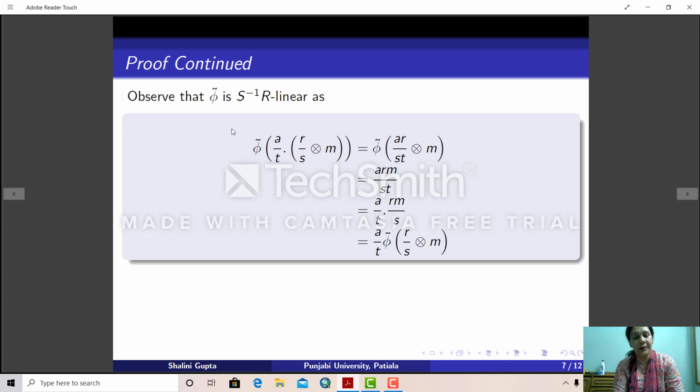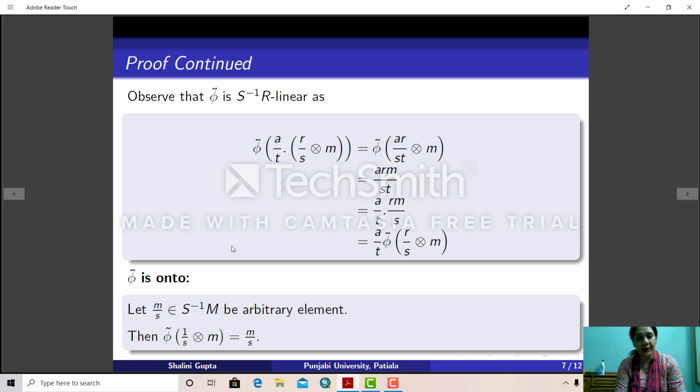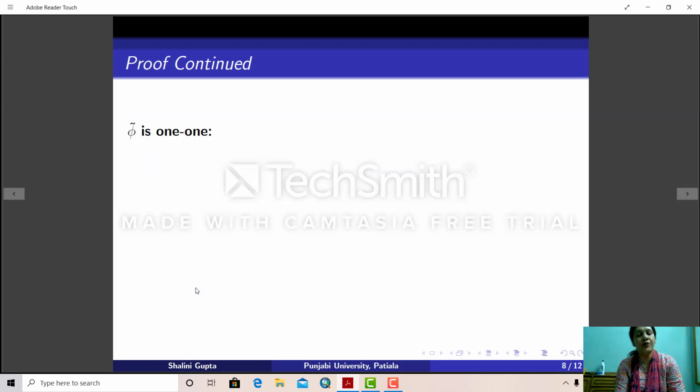So the proof will be complete if we show that phi tilde is 1-1 as well as onto. So first of all, we will show that phi tilde is onto. For this, we take an arbitrary element m/s in S inverse M. Now, phi tilde of (1/s tensor m) is m/s. So 1/s tensor m is a pre-image of m/s. So phi tilde is onto. Next, we prove that phi tilde is 1-1. For this, we will show that the kernel of phi tilde is 0.